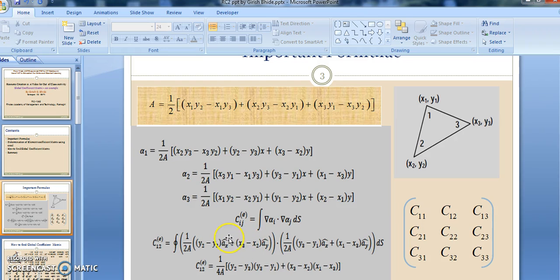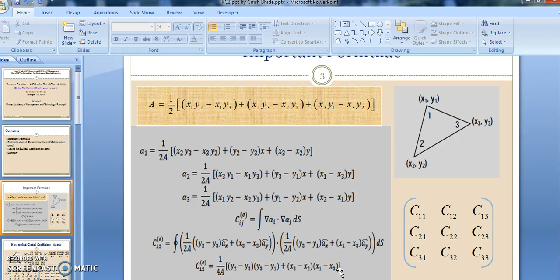If we take an example of C12 of E, then we have C12 of E is equal to the integration of the gradient of alpha 1 dot with the gradient of alpha 2 ds, and hence we have C12 of E is equal to 1 upon 4a into the bracket y2 minus y3 into y3 minus y1 plus x3 minus x2 into x1 minus x3.